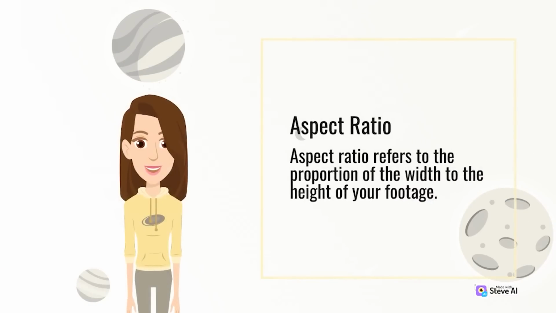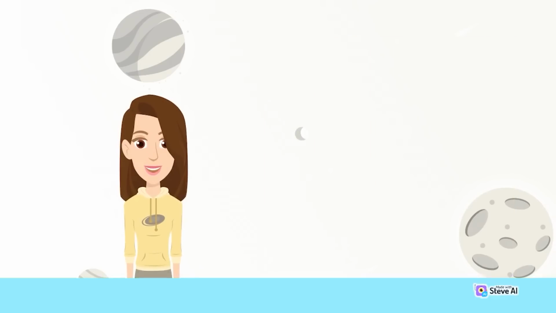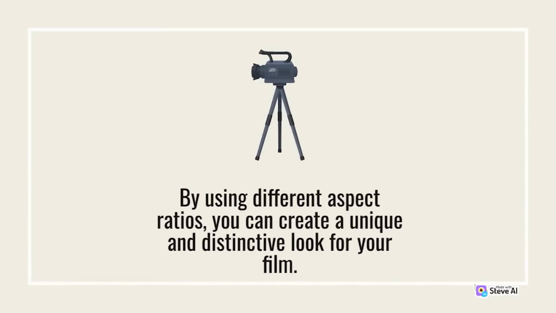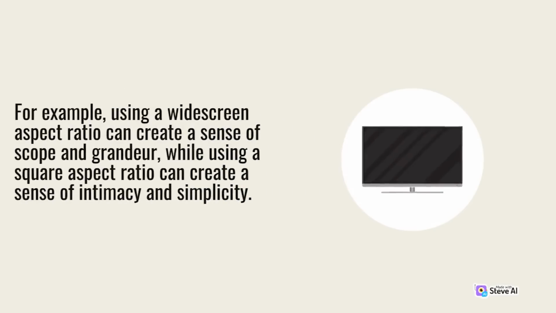Aspect ratio. Aspect ratio refers to the proportion of the width to the height of your footage. By using different aspect ratios, you can create a unique and distinctive look for your film. For example, using a widescreen aspect ratio can create a sense of scope and grandeur, while using a square aspect ratio can create a sense of intimacy and simplicity.